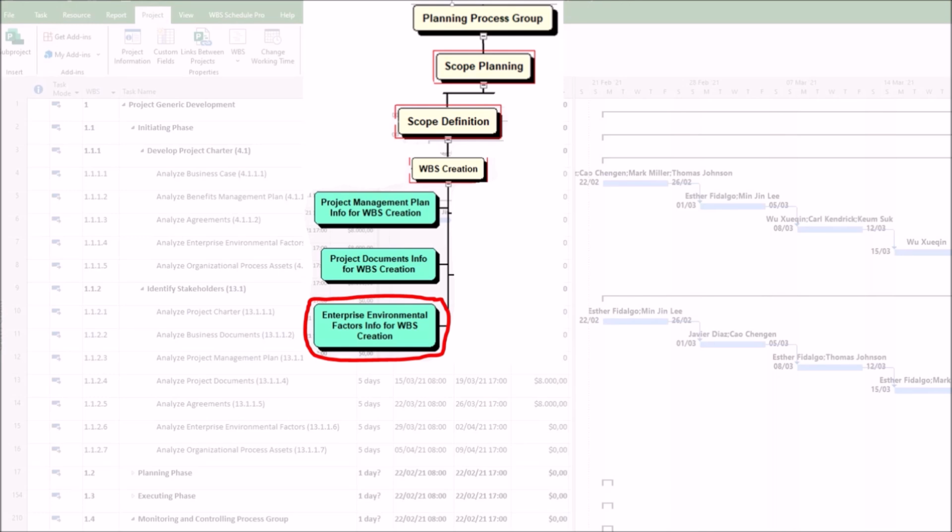The input of enterprise environmental factors is quite important to the Create WBS process in project management. Here are the reasons why enterprise environmental factors are important. 1. Organizational standards and templates. Many organizations have predefined WBS templates or guidelines based on past projects, which can streamline the WBS creation process. Industry standards, such as PMBOK, ISO and MIL STD, may influence how the WBS is structured.